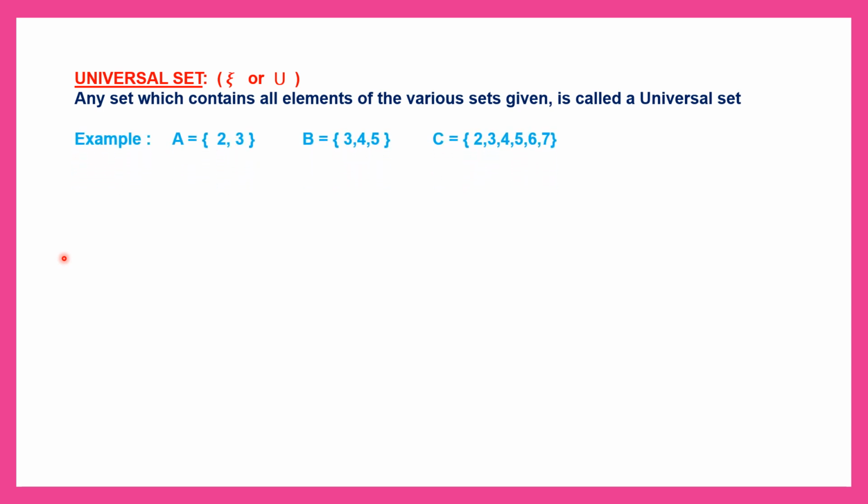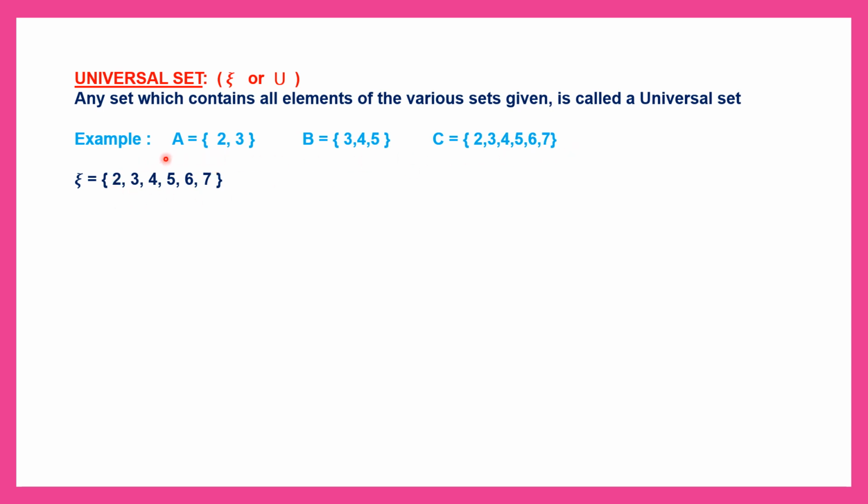For an example, here we have set A with elements 2 and 3. Set B is {3, 4, 5}. Set C is {2, 3, 4, 5, 6, 7}. Now what is a universal set? A universal set will have all these elements in it. So let's write that. This is a symbol for a universal set, or you can even put this symbol. So here 2, 3, 4, 5, 6, 7. This is a universal set which contains all these elements.